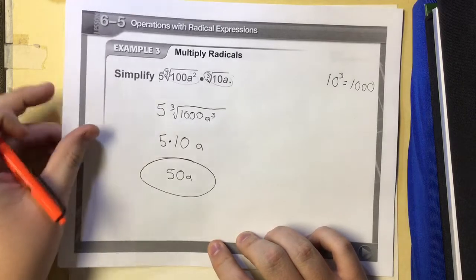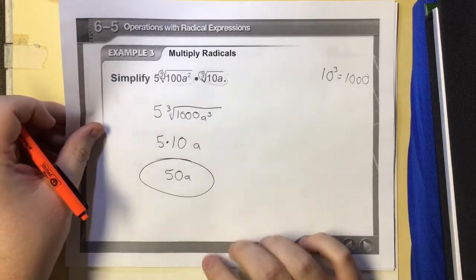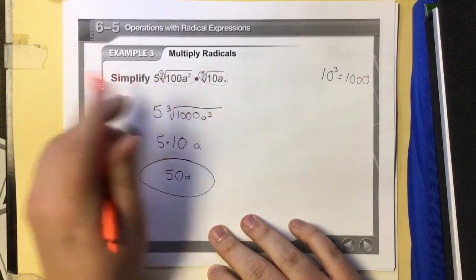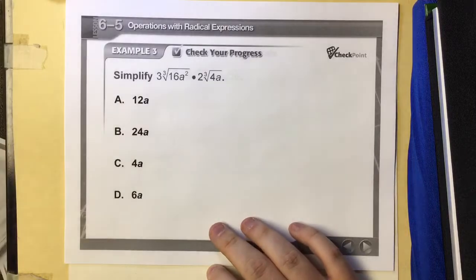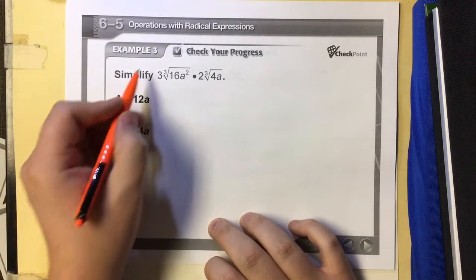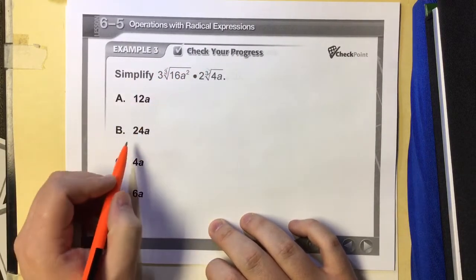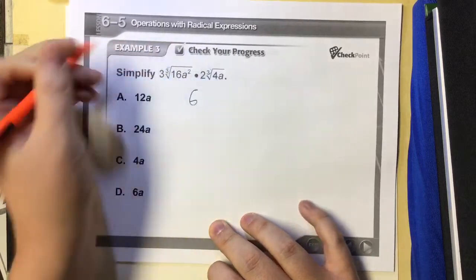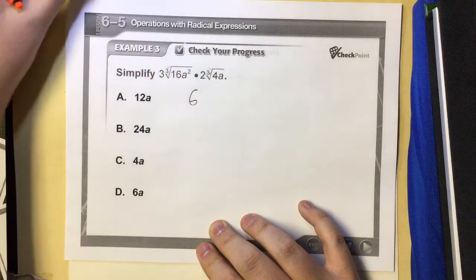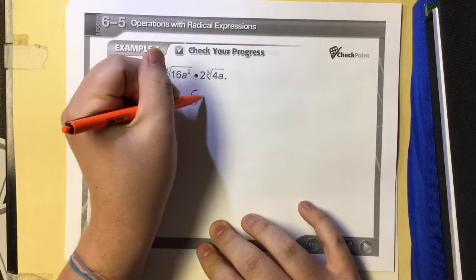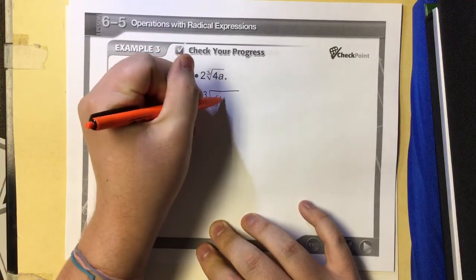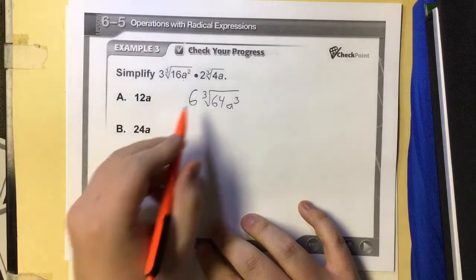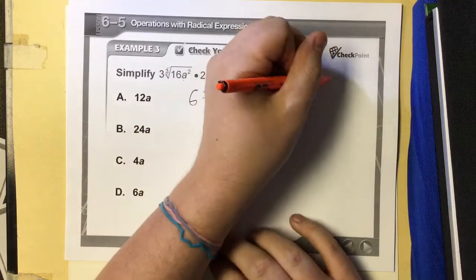We can multiply the radicands because they have the same index. If they did not have the same index, if these weren't both third roots, we could not multiply the radicands like that. Same idea here again, third root, so we can multiply our radicands. 3 times 2 is 6. 16 times 4 is 64. And a squared times a is again a to the third. So I need to find the third root of 64.